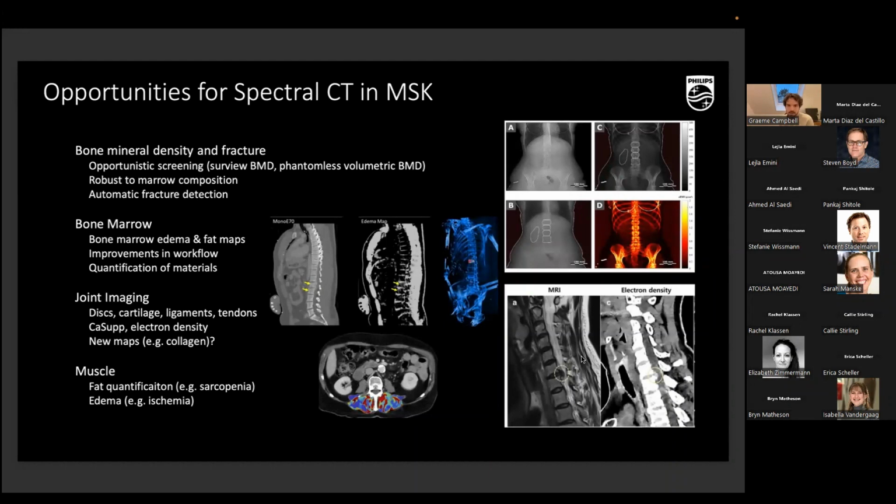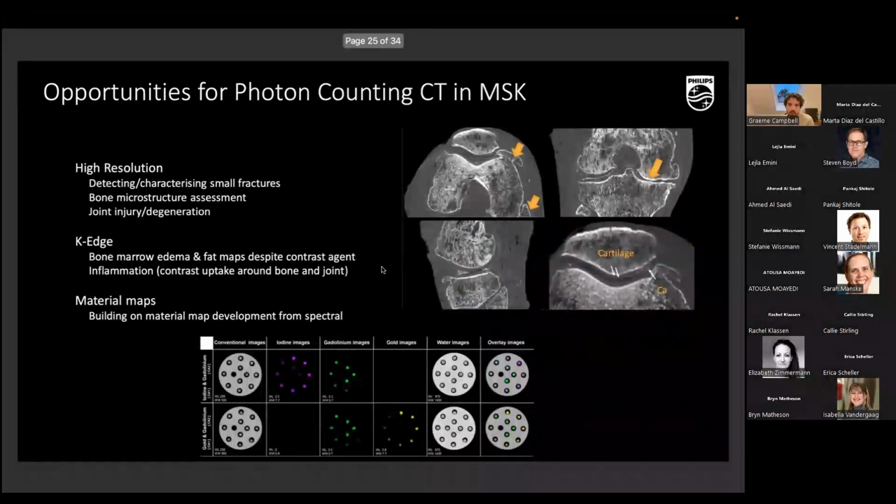So I'll talk a little bit about what's been done, where we're kind of going. Oh, but first I'll talk about photon counting. So here also, photon counting has a full sort of spectral availability, so we have a prototype scanner that we're working on in France. And for this, we can generate spectral images, getting photoelectric and Compton scatter, but we can also look at high resolution. So this is where, in addition to the spectral benefits, we can look more in detail at joint morphology, at bone microstructure, things like this.